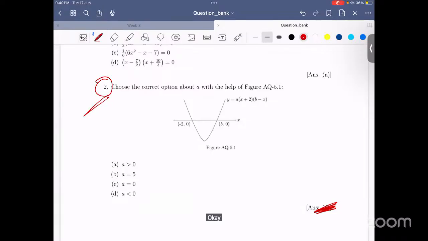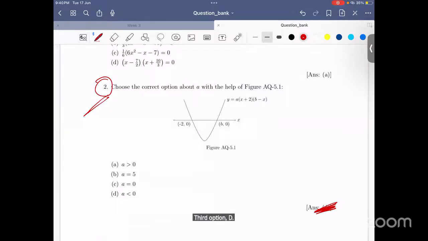Okay, so first, the others who try to solve that. Sir, option D. Sir, option D. How are you guys solving this?